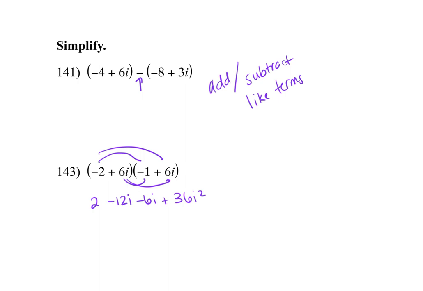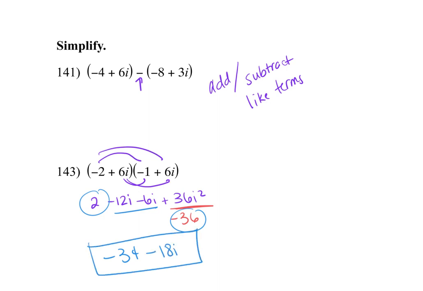The only difference here is i squared equals negative 1. x squared does not change. If it is an x and you're foiling, your answer will have an x squared. But if it is an i and you have a square, then it just changes this sign from positive 36 i squared to negative 36. And now I have like terms. I have a 2 and a negative 36, that's negative 34. I have a negative 12i and a negative 6i, negative 18i. And so I can combine those.